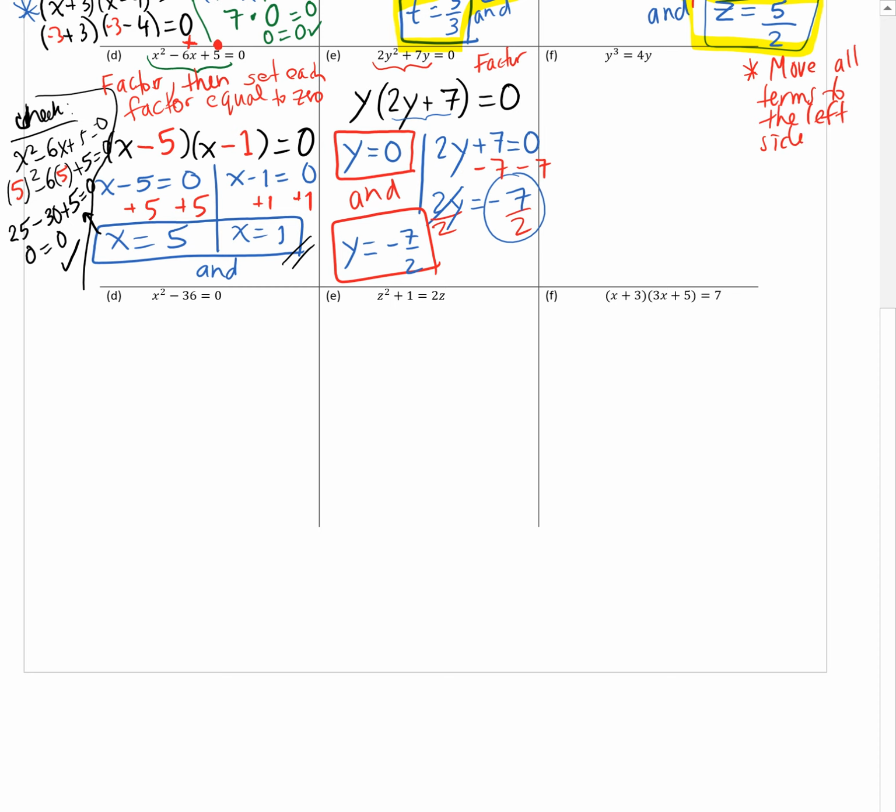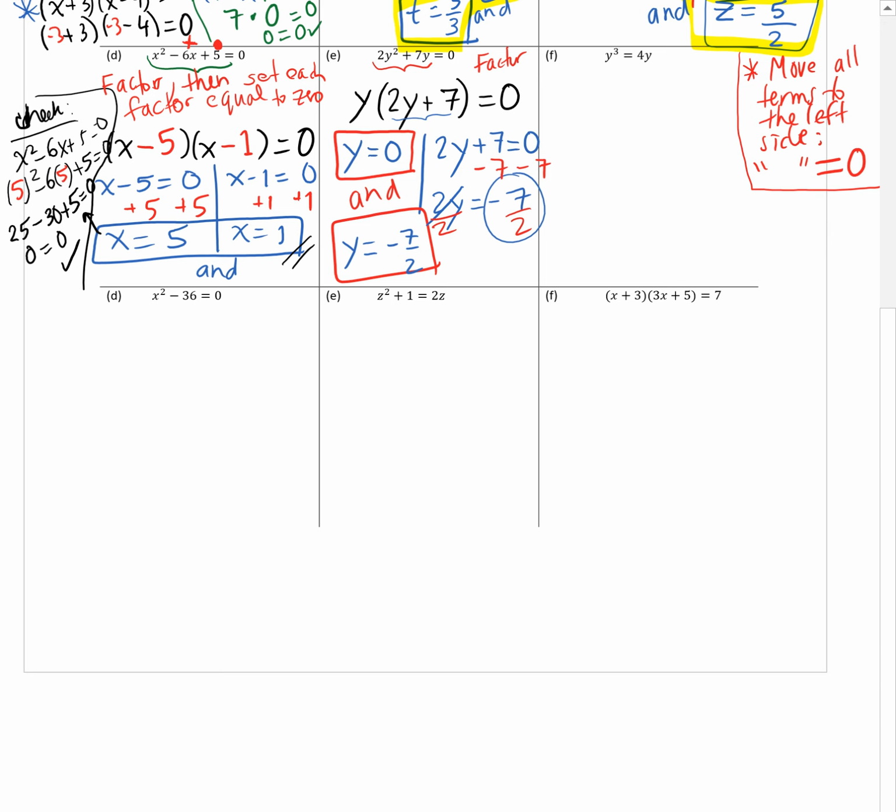Because if I move all terms to the left side, then the equation will look like something, I'll put it in quotations, something equals 0. And that's the only way to use the zero product property. That's why they call it the zero product property, because 0 is an essential part of it. You have to have 0 on one side of the equation.